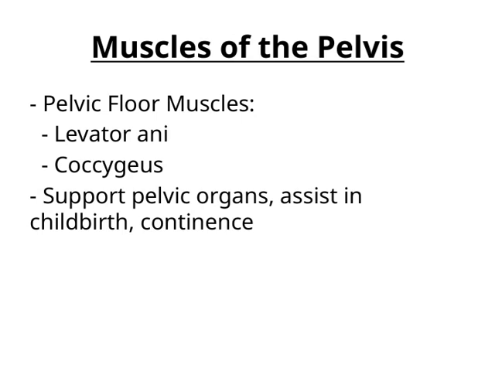Now, let's take a closer look at the pelvic floor muscles. The key players here are the levator ani and the coccygeus muscles. These muscles form a supportive hammock across the pelvic opening. Their main role is to support the pelvic organs, such as the bladder, uterus, and rectum. They also play a crucial part during childbirth, helping to guide the baby out and providing support for the pelvis. Additionally, these muscles are essential for maintaining continence, which means controlling when we urinate or have a bowel movement.